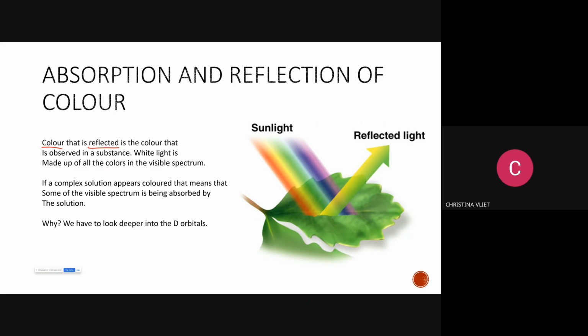Sunlight has an array of colors. It has the whole visible light spectrum. But for a leaf to be green, that means all the colors except for green were absorbed by the material, and we see the one that's reflected. It basically bounces off, and that's what our eyes see.